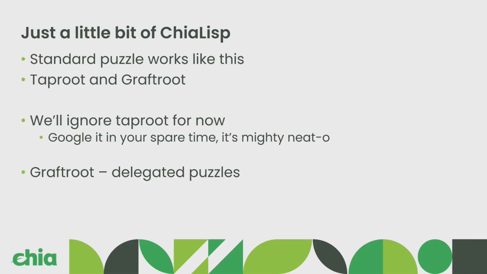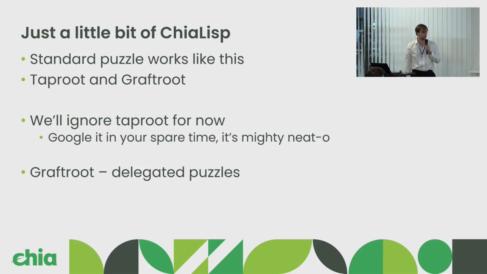Jolly good. So now let's move into the standard puzzle. When you send a coin in Chia to the standard address, that is actually a program that is owned by your public key. We do two fancy tricks in the standard puzzle. One is called taproot and one is called graphroot. And I'm not going to talk about taproot because it's not relevant. But graphroot is just a nice way of talking about delegated puzzles.